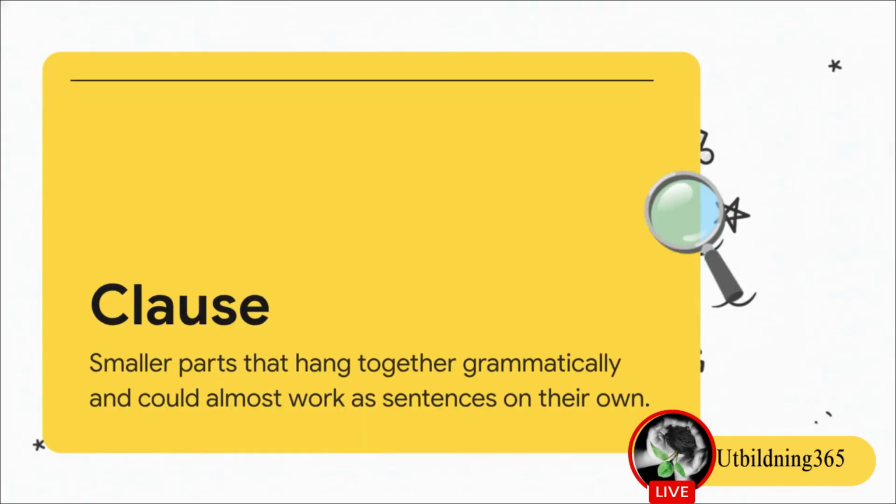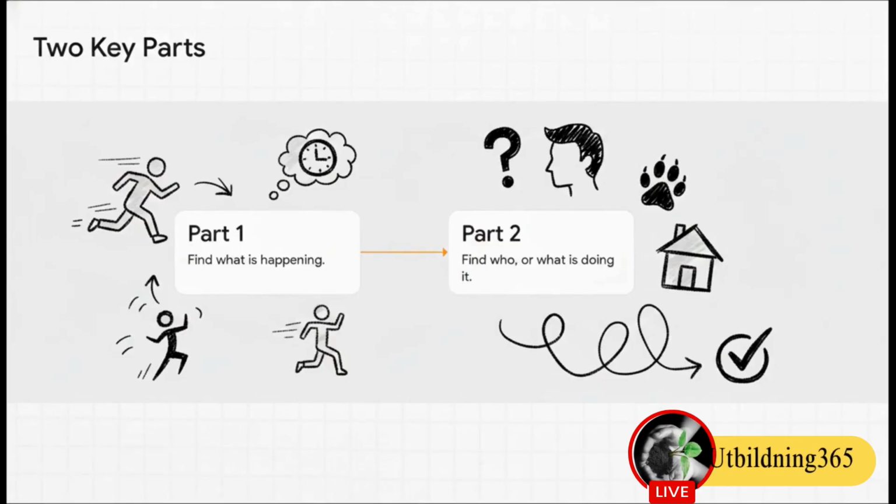So what is a clause exactly? Well, it's basically the core unit of meaning. It's a group of words that hangs together grammatically. And here's the key. Every single clause has two essential parts. And finding a clause is actually super easy. Just follow these two steps.